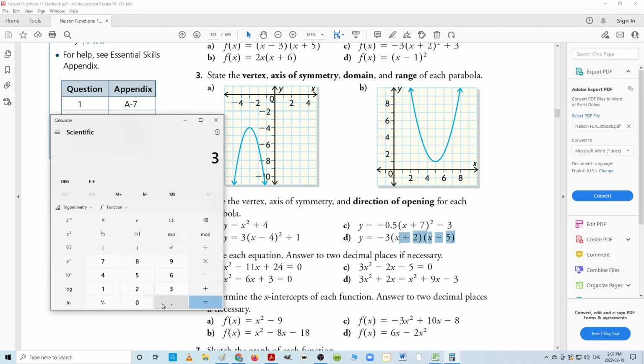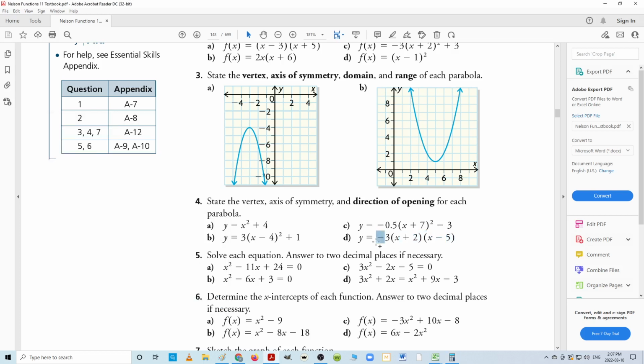So it's 3.5 squared, and it's going to be negative because one's negative, one's positive. But then it's going to multiply it by negative 3, so it's going to be positive. So I'm going to get a y value of 36.75, which means the x value of the vertex is 1.5, and the y value is this. And it faces downwards because of this minus.